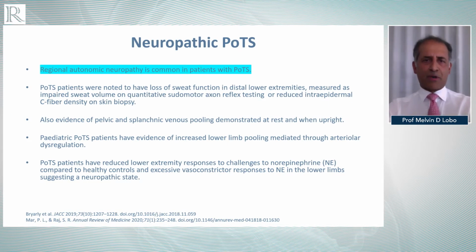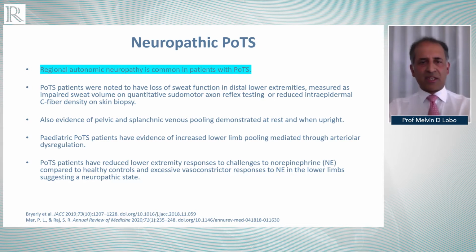So for neuropathic POTS, what's become clear is that in a proportion of patients, and there are very, very few studies that have characterized neuropathic POTS, in one study half of the patients had features of regional autonomic neuropathy. That was defined in terms of patients with disturbance of sweating function in the distal lower limbs, proven both with direct neurological measurements, so quantitative axon reflex testing, and also histopathologically, with skin biopsy showing reduced nerve fiber density in the skin to account for reduced sweating.